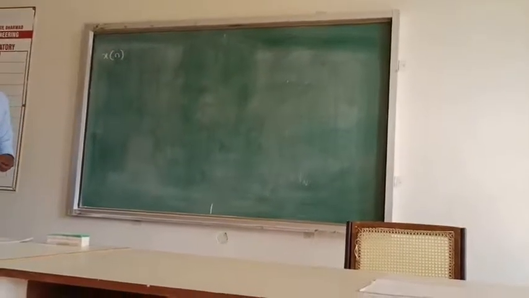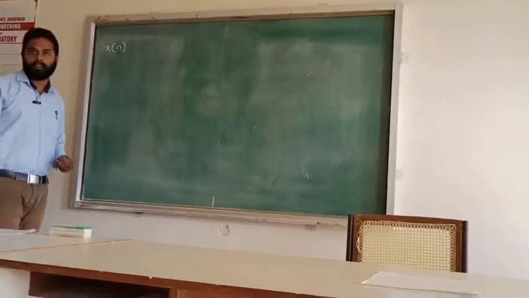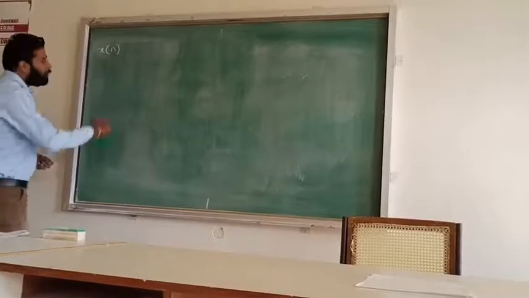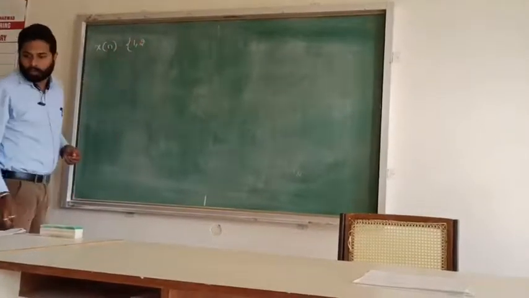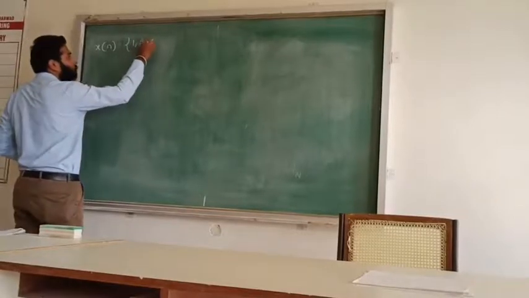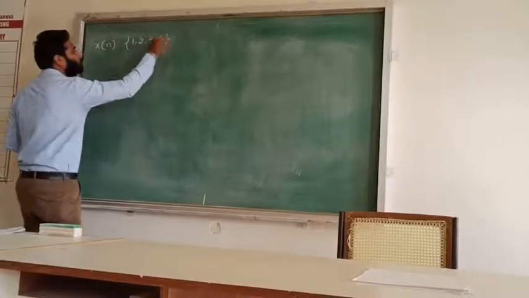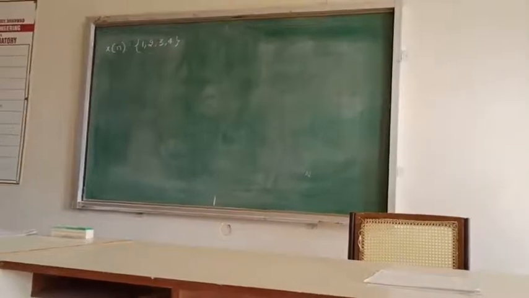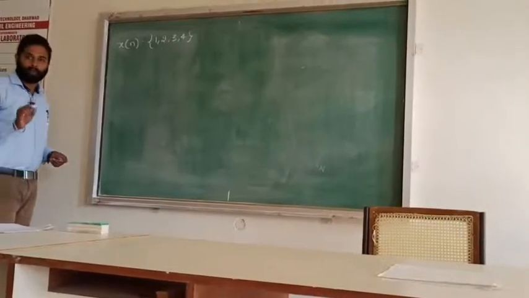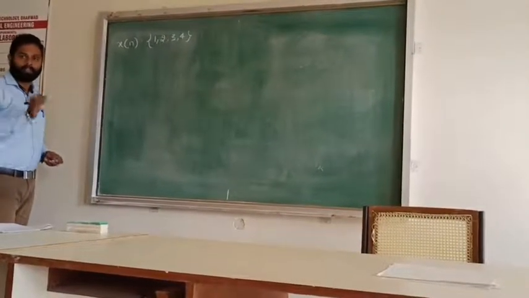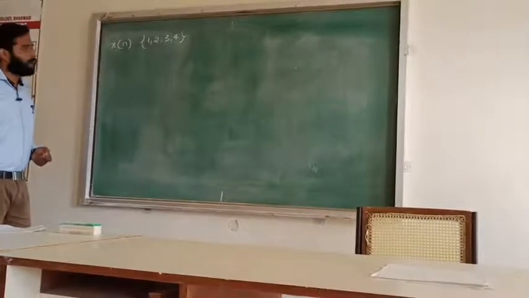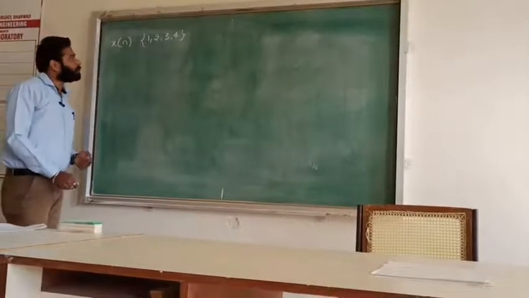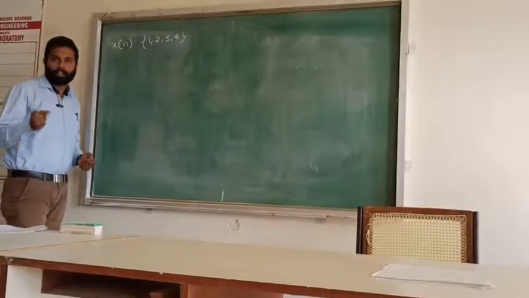Find discrete Fourier transform for the given function x of n is equal to 1, 2, 3 and 4. So what is asked here? We need to find the discrete Fourier transform.